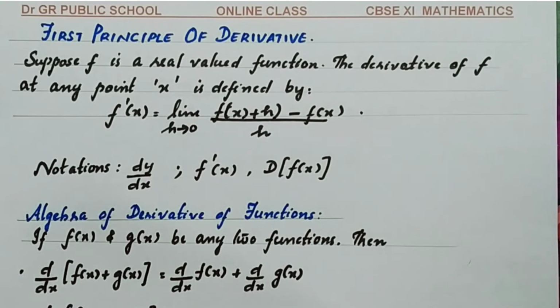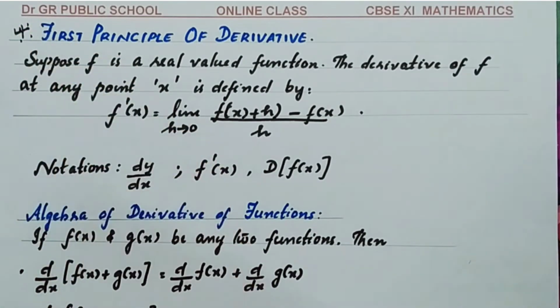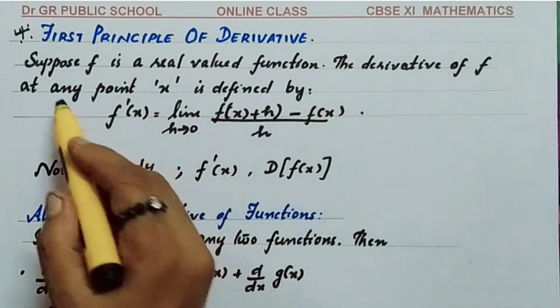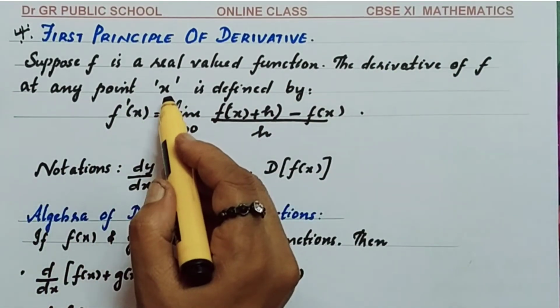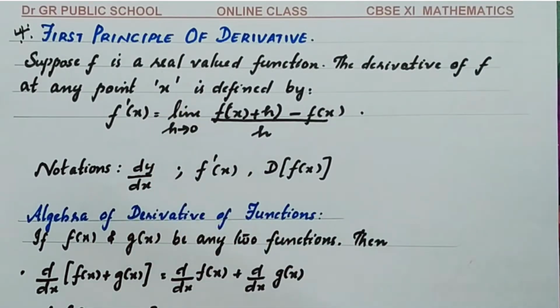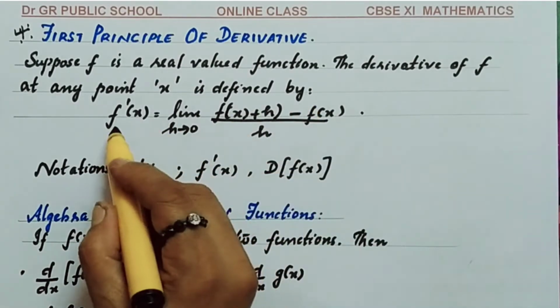Now we are going to study about the core of the derivative, the basic concept in derivative, the first principle. Very important one. First principle of derivative. Suppose f is a real valued function. The derivative of f at any point x. You studied at any point a. Here x is a general point in the domain of the function. Then it is defined to be the basic definition just like this.